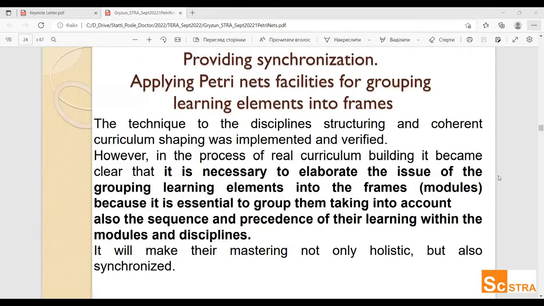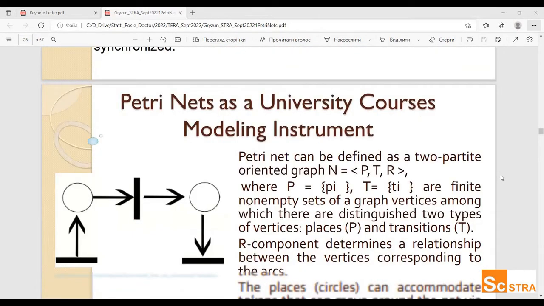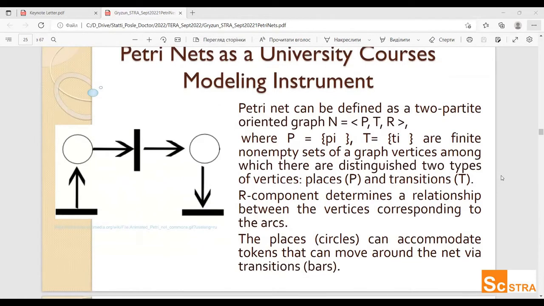This technique, which I have presented, for discipline structuring and coherent curriculum shaping was implemented and verified. However, in the process of real curriculum building, it became clear that it is necessary to elaborate the issue of grouping learning elements into the frames, because it's essential to group them, taking into account also the sequence and precedence of their learning within the modules and disciplines. And it will make their mastering not only holistic, but also synchronized.